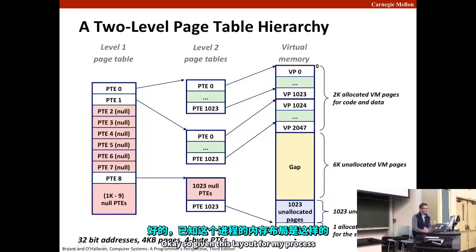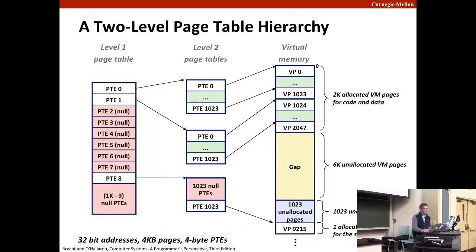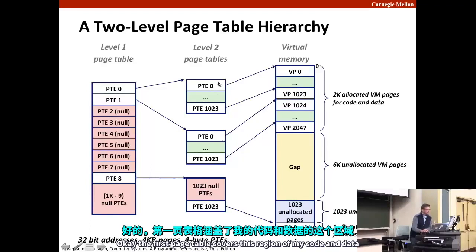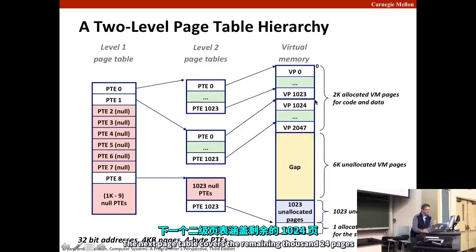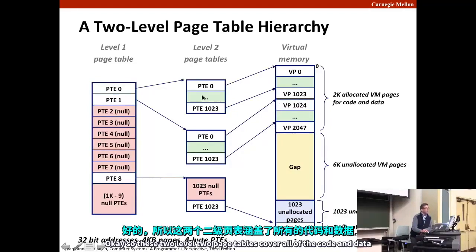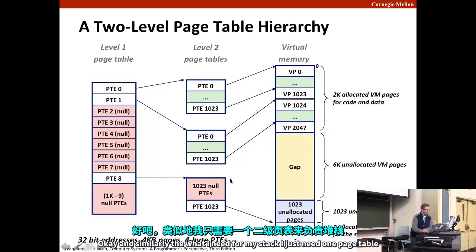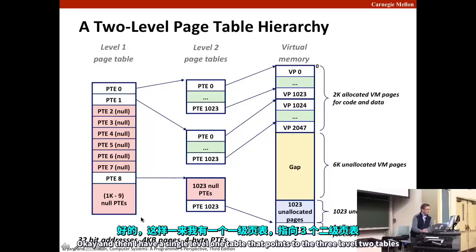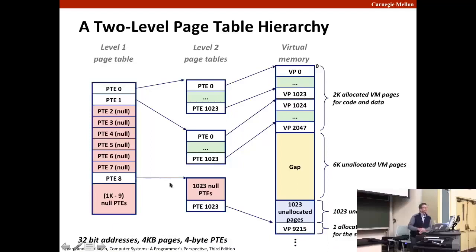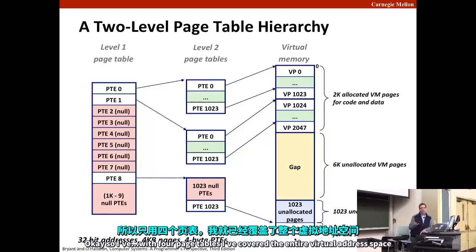Okay. So given this layout for my process, I only need 3 level 2 page tables. The first page table covers my code and data, the first 1,024 pages. The next page table covers the remaining 1,024 pages. So these two level 2 page tables cover all of the code and data. And similarly, for my stack, I just need one page table, and it only has one valid PTE. It's the very last one. Then I have a single level 1 table that points to the 3 level 2 tables. So with 4 page tables, I've covered the entire virtual address space.